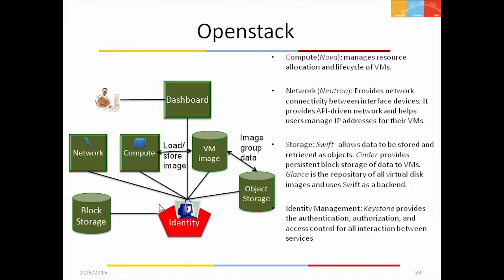Now this identity manager is called Keystone. It basically provides authentication, authorization, and access control for all interaction between different services. All of these modules are implemented as services, exactly the same way you find it in EC2. These can all be managed through programs. If you are familiar with EC2, you will know that in the command line interface, or in the Java or Python interface, through programs you can create VMs, attach block storages, define networks, and define clusters.